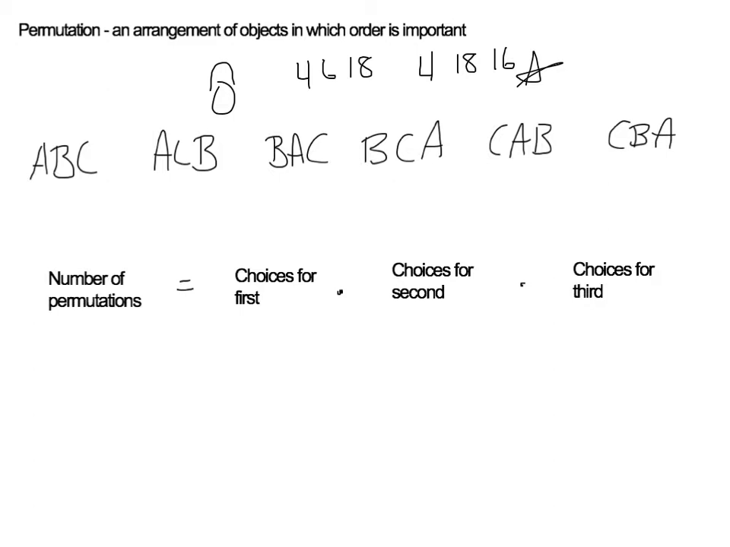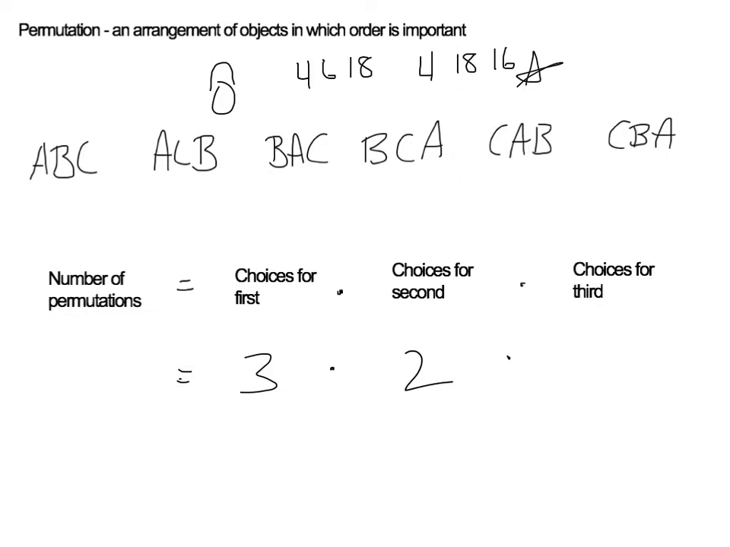So the number of permutations is equal to the choices for the first times the choices for the second times the choices for the third. For example, if I choose A first, how many choices did I have? I haven't chosen anything yet, so I had A, B, or C, so I had 3 choices. Then I go to pick my second letter. Well, I had B and C to pick from. I couldn't choose A again. So I had 2 choices.